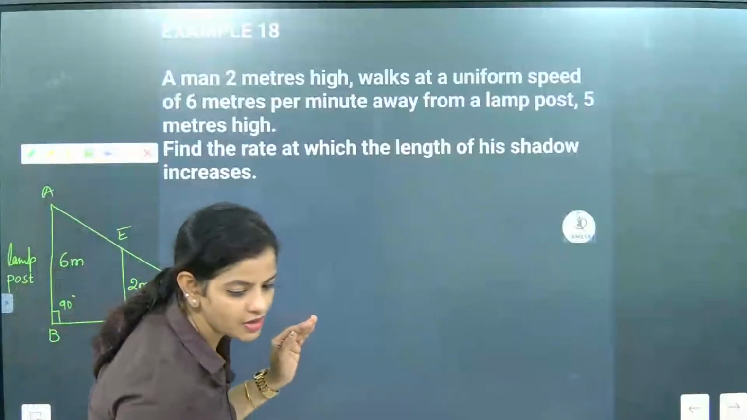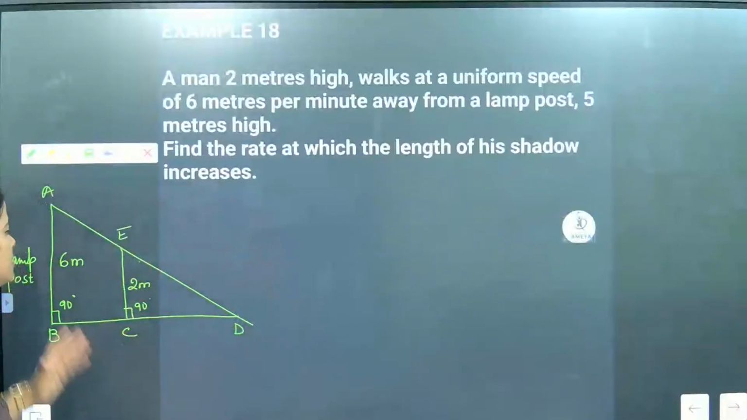Hello beta, I'm just solving novels. So I'm a little bit busy, but you just check this one.